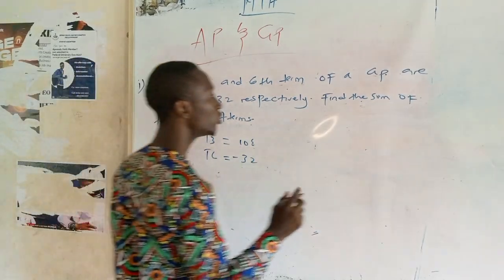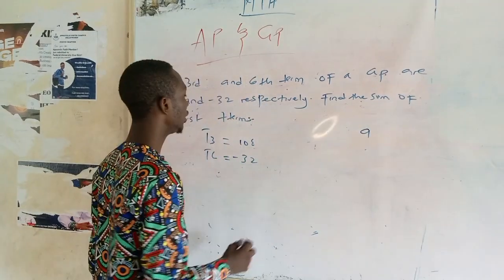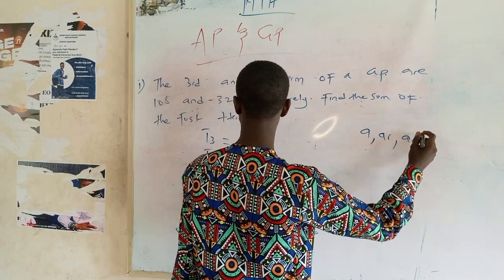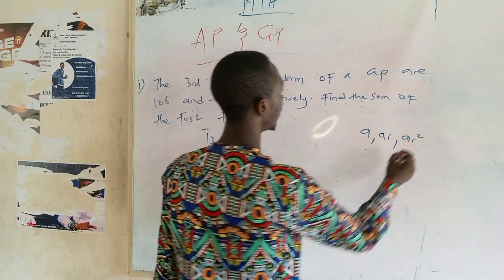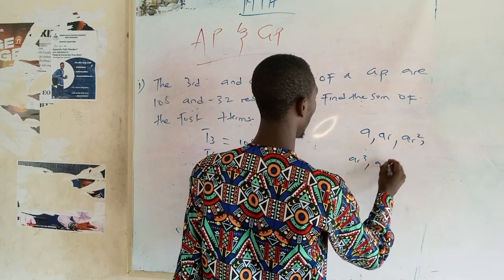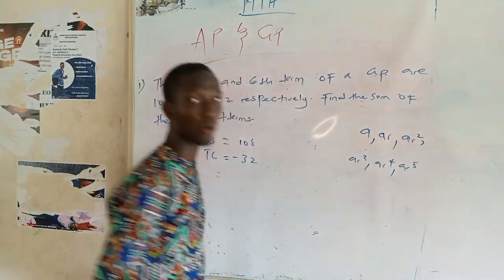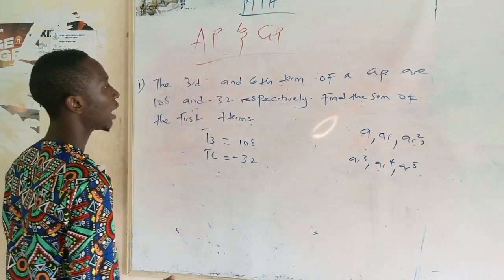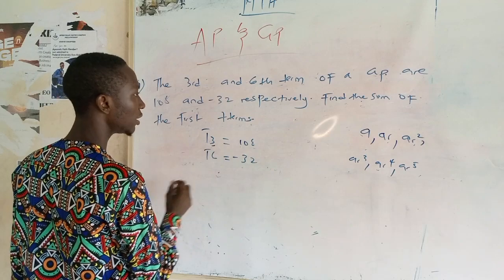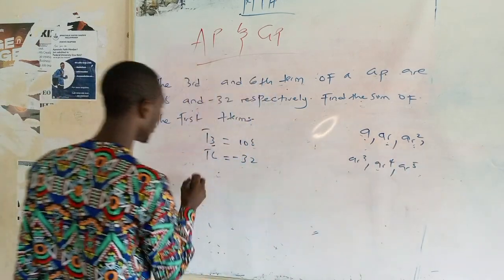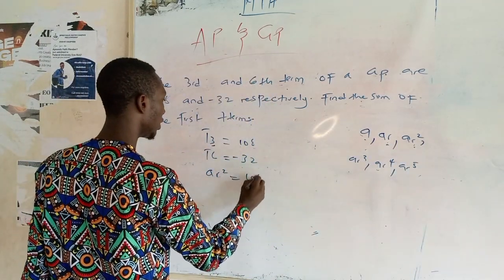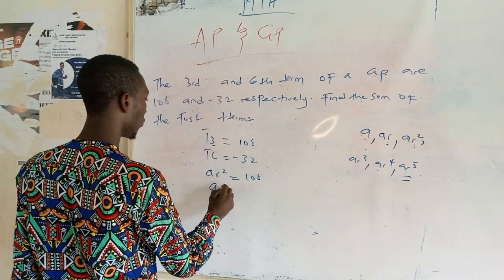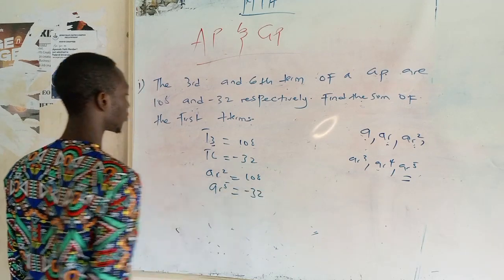I told you that for unknown terms in a GP, the first term is A, the second term will be AR, the third term will be AR square, and then AR3, AR4, AR5. So this is your first, second, third, fourth, fifth, sixth terms. So our third term is AR square equals 108, and my sixth term will be AR5 equals -32.